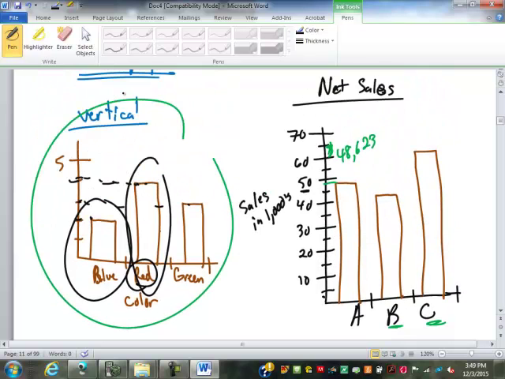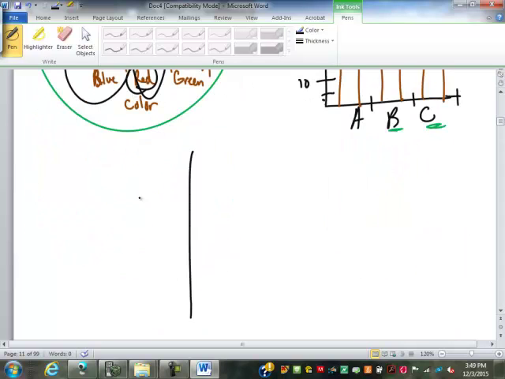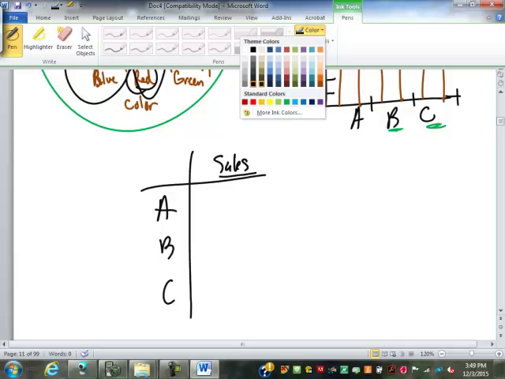So that is the weakness of graphs. If I wanted to know the exact number, somewhere there's a table that lists companies A, B, and C and what their sales are. And we read there and we get the exact number off the table, or at least as exact as they give it. They may have it rounded off to the nearest 100 too, who knows.